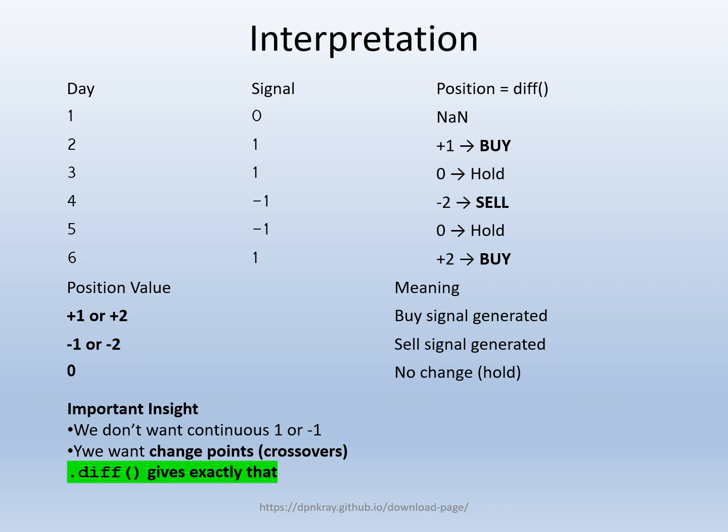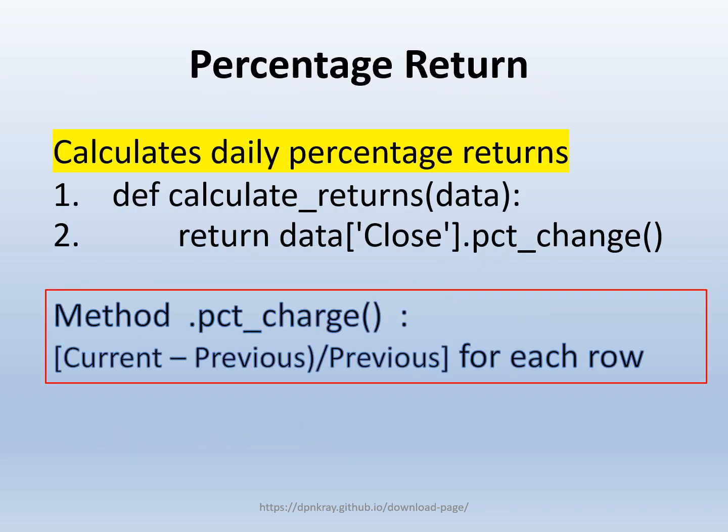Next day again 1, so 0, there is no change, so it is hold. Then again minus 1, so change is there, so sell. Again no change, minus 1, so hold. And again a change, so buy. That is plus 1 and plus 2 for buy, minus 1 and minus 2 for sell. Actually we don't want plus 1 or minus 1, we want a change, and .diff gives exactly that.